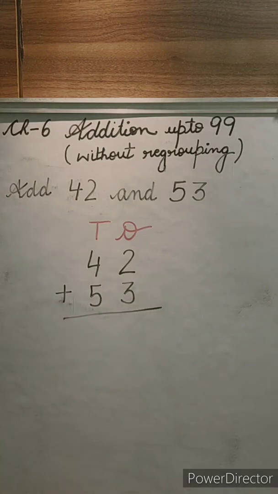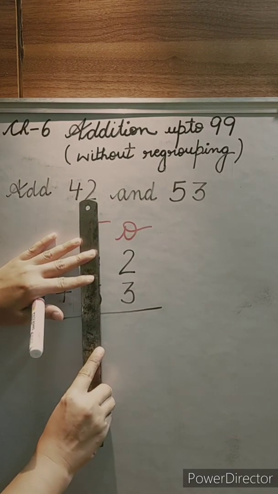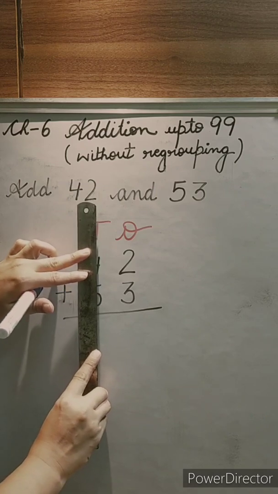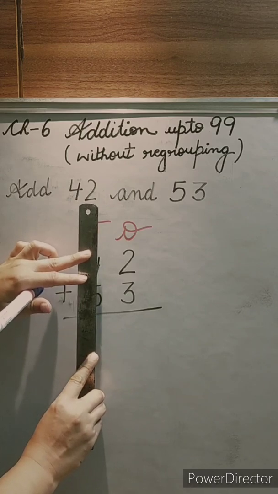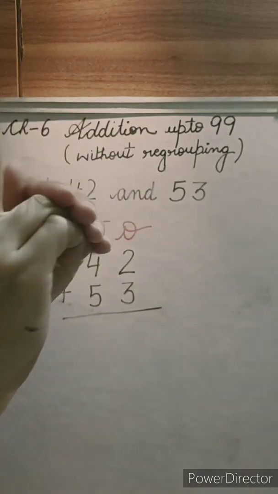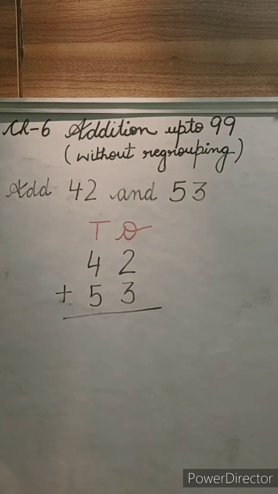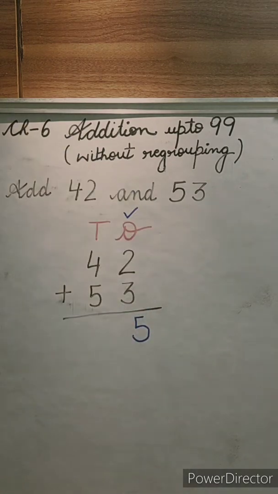Right? So our step number two is we have to start our addition from the ones column. What is coming in the ones column? 2 and 3. So we have to add 2 plus 3. Keep 2 in your mind and 3 on the fingers. 2, yes, 3, 4, 5. So what will come here? 5. So we have finished our ones column.